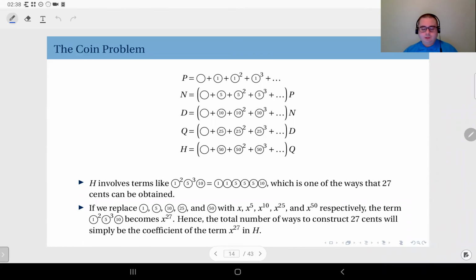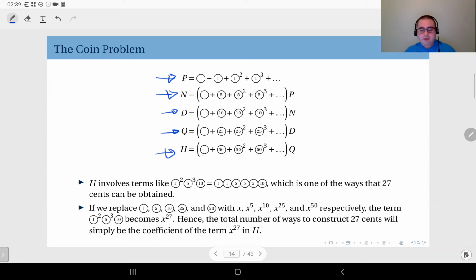Now, in summary, what we have here is P, the list of all possible ways to construct any amount using only pennies, ones. N, given in this expression, is the list of all the ways to construct any amount using ones and fives. D, any amount using ones, fives, and tens. Q is again the list of ways to construct any amount using ones, fives, tens, 25s, and H also includes 50s.